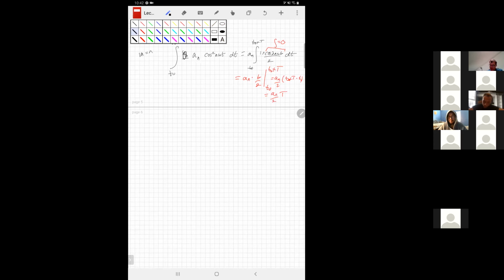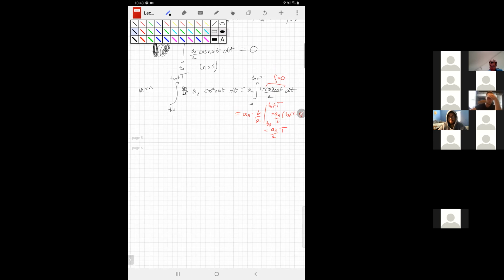Now, I would like to conclude that this is the only non-zero term, but we can't conclude that yet. We have to actually show it. Let's consider anything else. Let's say that m is not equal to n. So we've got the integral of cosine n omega t, cosine m omega t. There should be an am in here. All right, we've got a product of cosines.